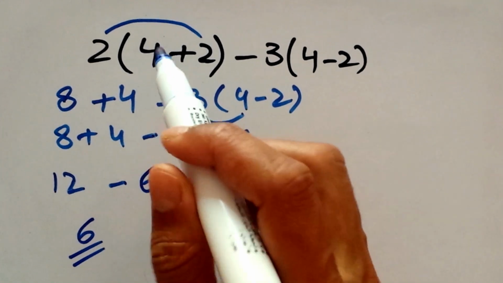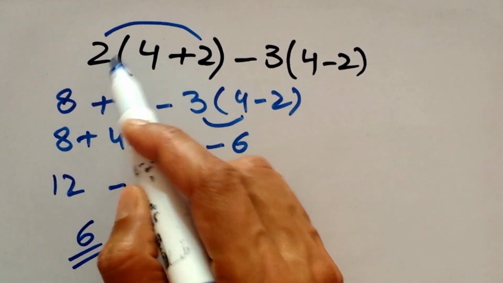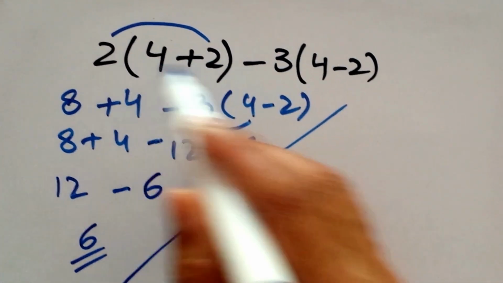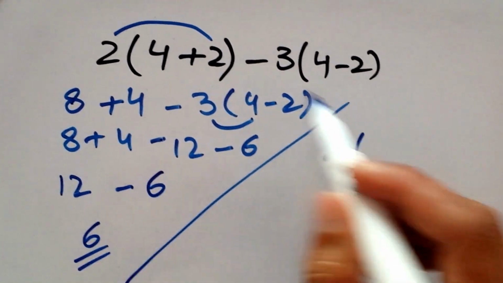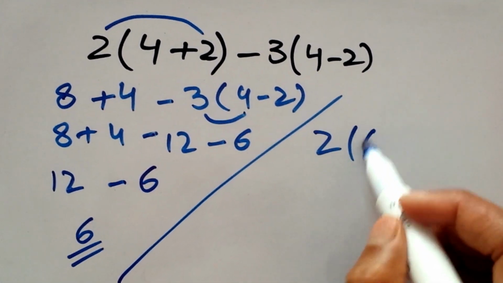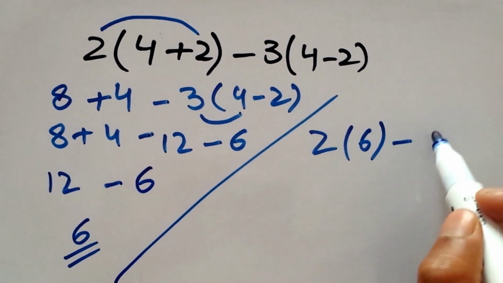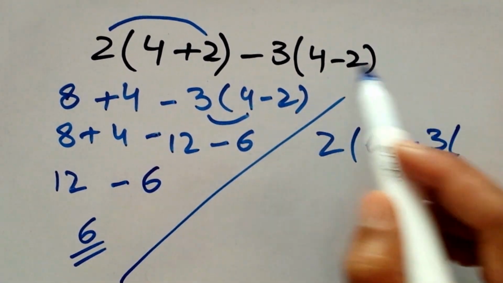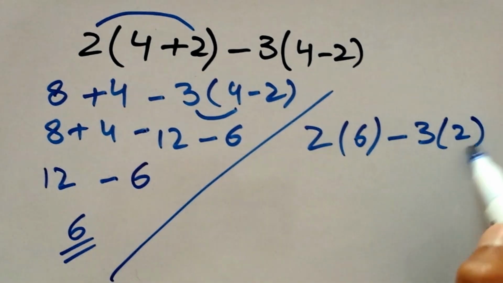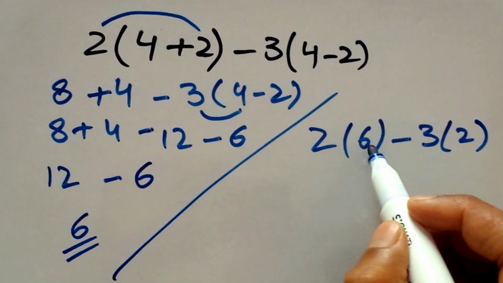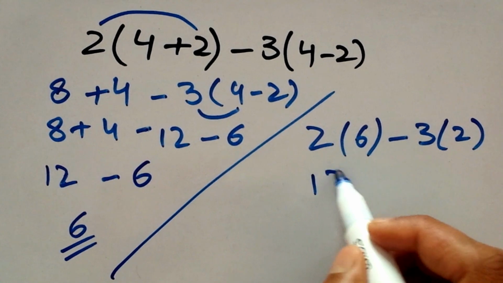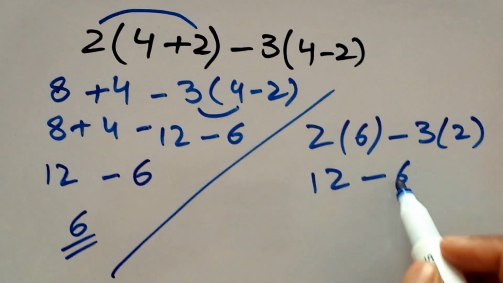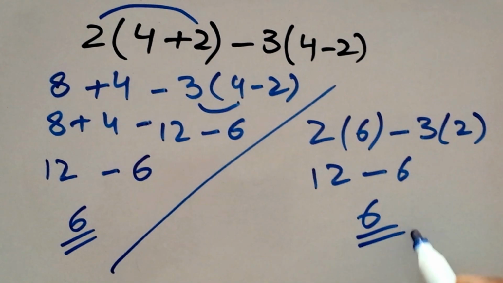Okay, so that was multiplying first. Now inside the parentheses: 2 times, 4 plus 2 equals 6, right? Minus 3 times, 4 minus 2 equals 2. Now 2 times 6 equals 12, minus 3 times 2 equals 6, and 12 minus 6 equals 6.